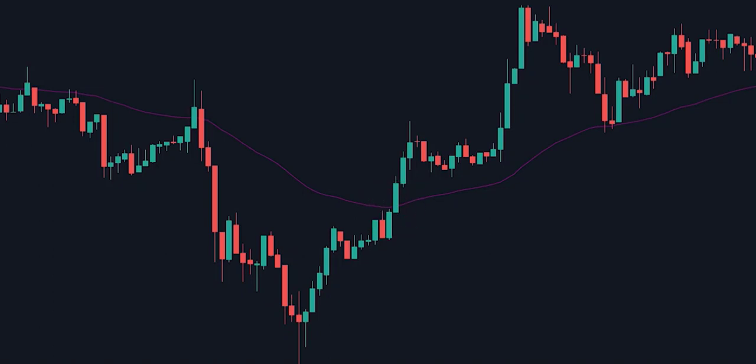Same thing happens when the price goes too high. You can see here multiple times the price goes too high and it has a pullback to the average. This is a very important tool to keep in the back of your head.